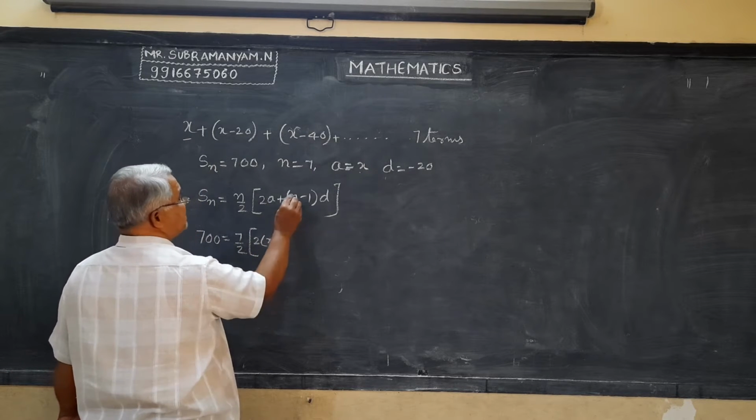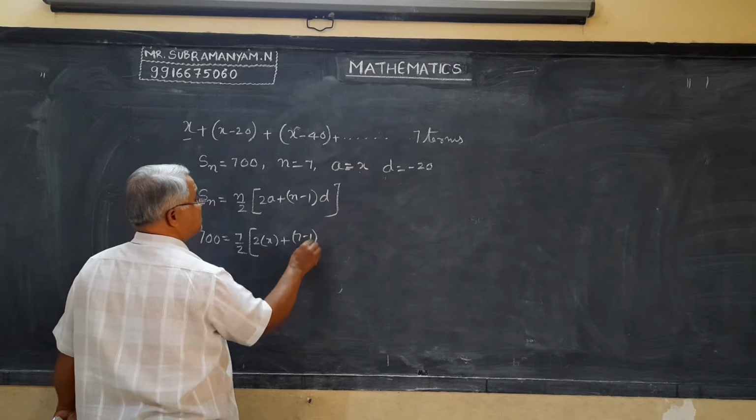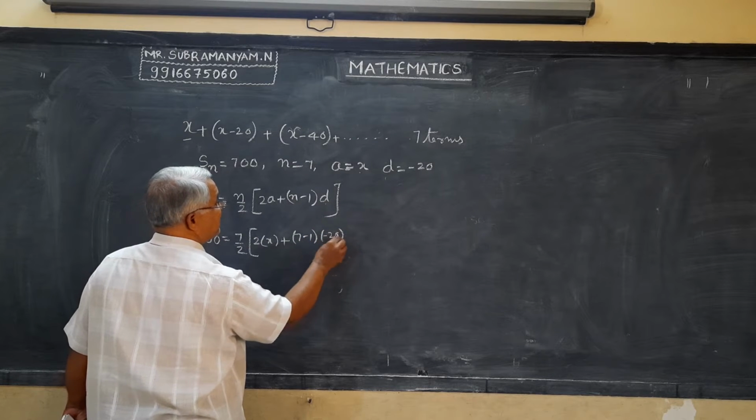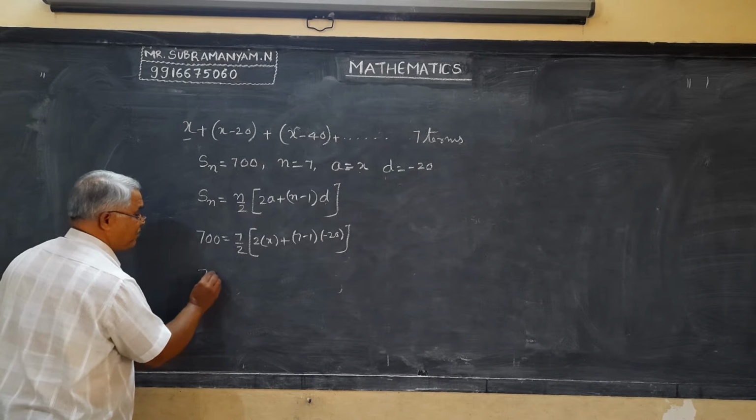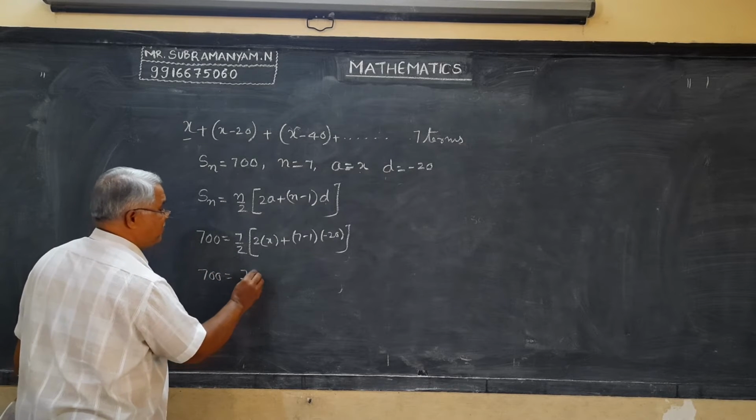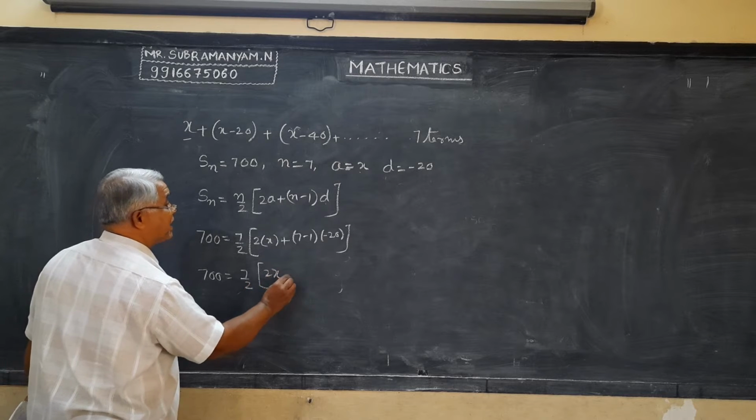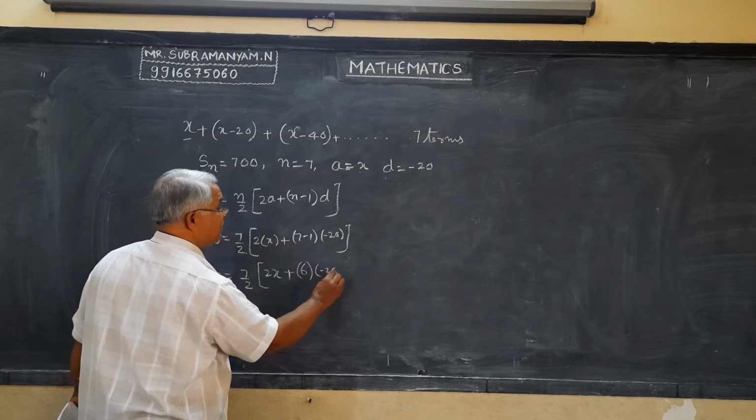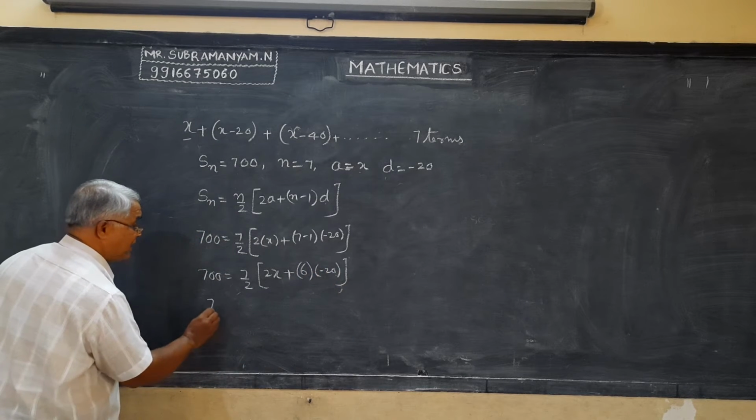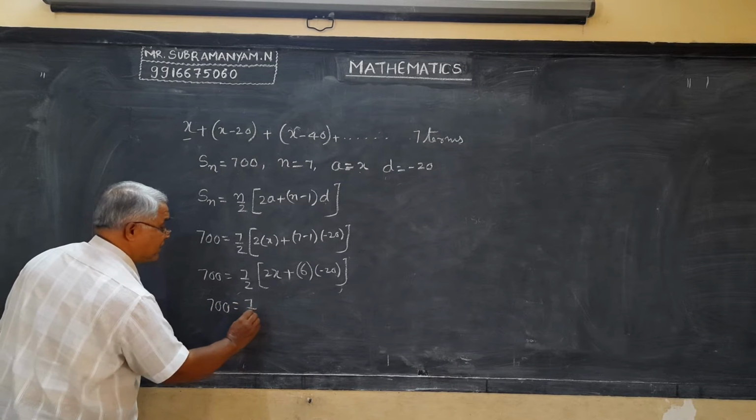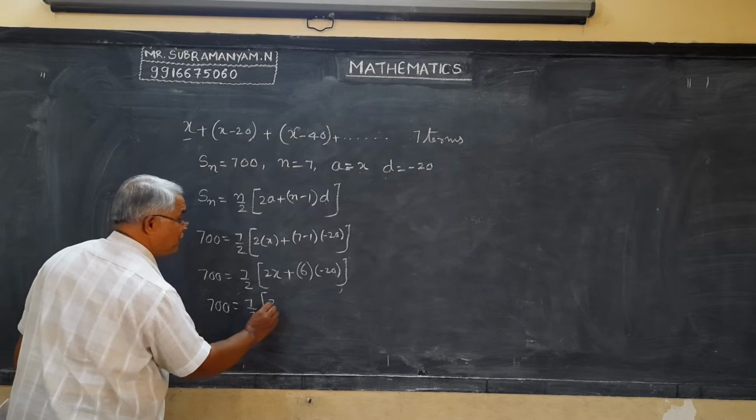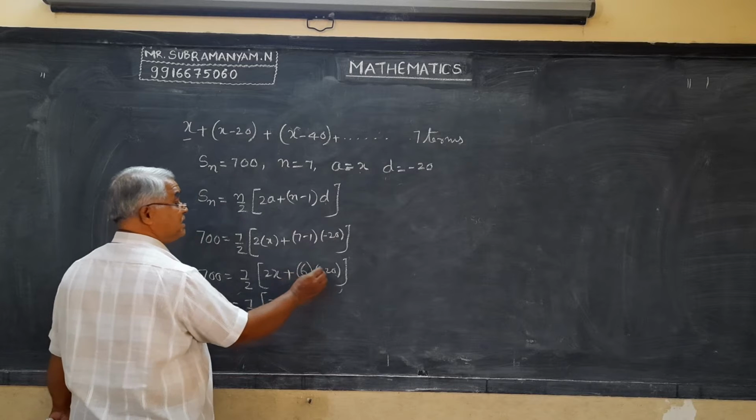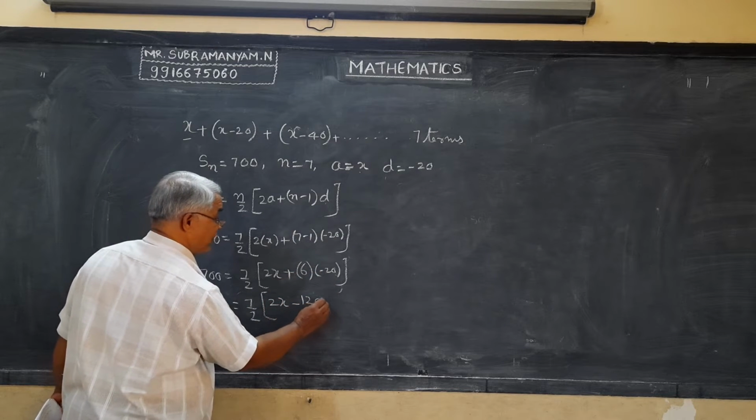Next, what is n value? 7. 7 minus 1 multiplied by d value, it is minus 20. So 700 equal to 7 by 2 into 2x plus 7 minus 1 is 6, 6 into minus 20. 700 equal to 7 by 2 into 2x plus, plus into minus is minus, 6 twos are 12, 120.